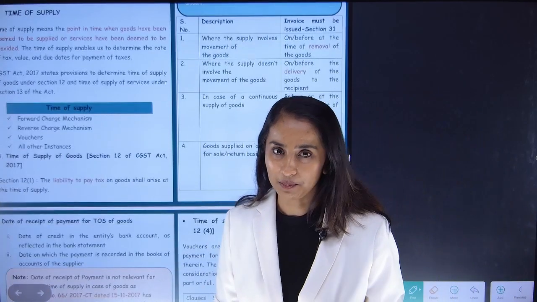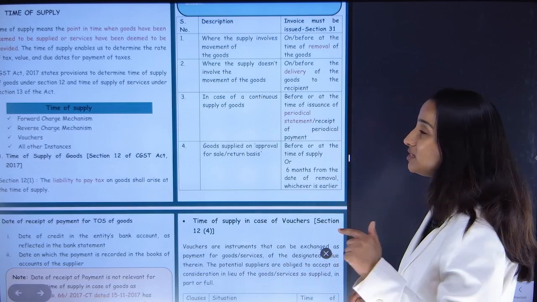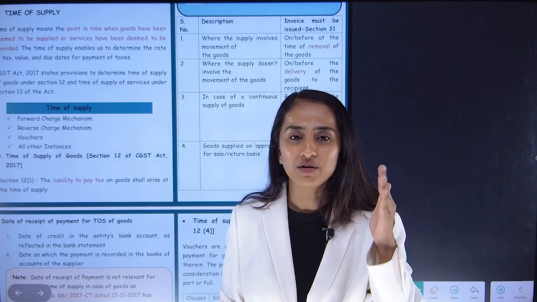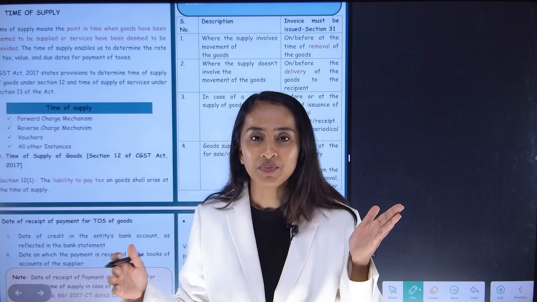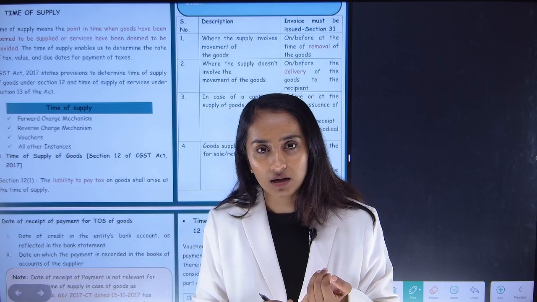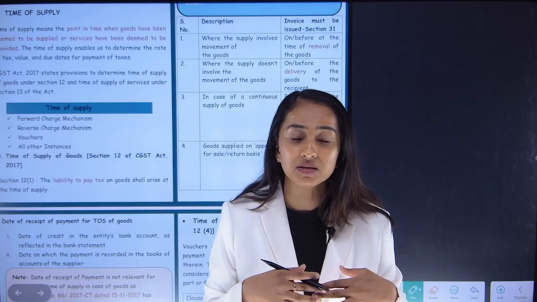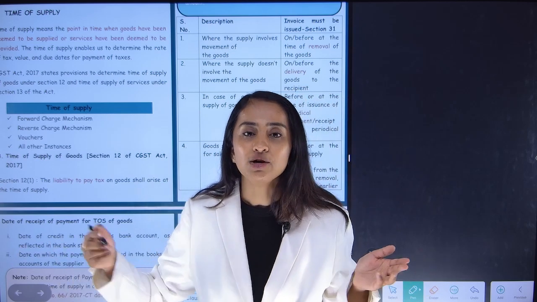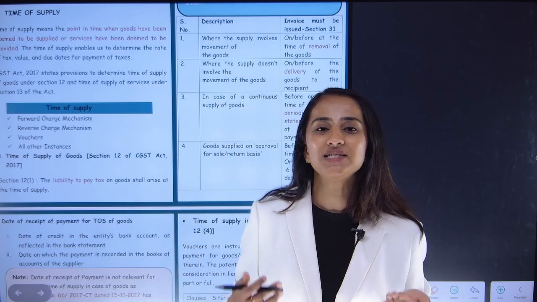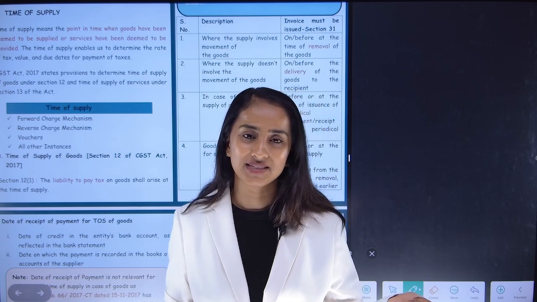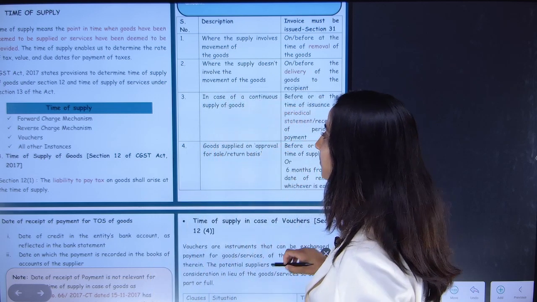What is time of supply? Time of supply is the point in time when goods or services have been deemed to be supplied. So whenever you determine this is the time of supply, so when is it? When you give invoice, or when you actually provide the service, or when you receive the payment. So there are a lot of events, right? So out of these events, which is the event on which you will actually have to discharge your GST is called the time of supply.